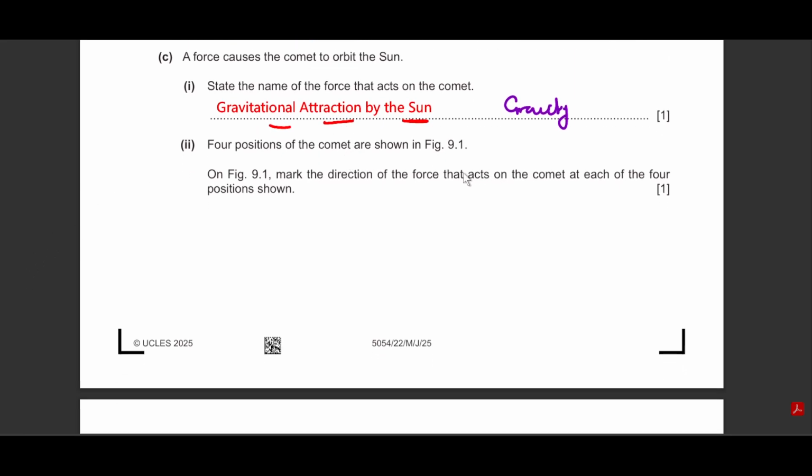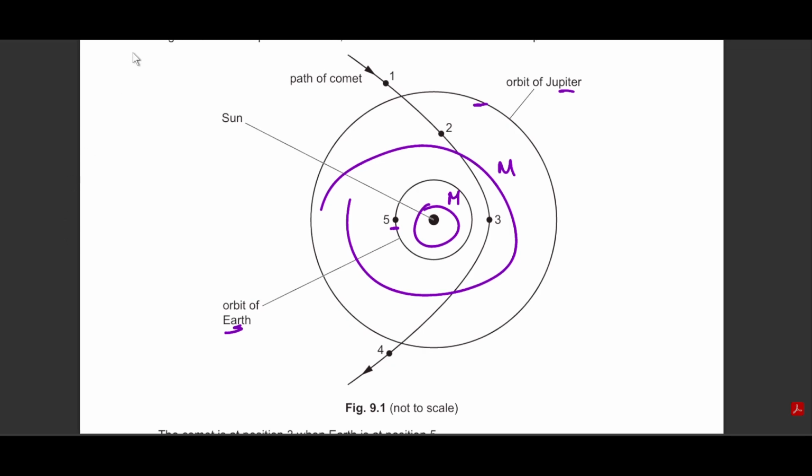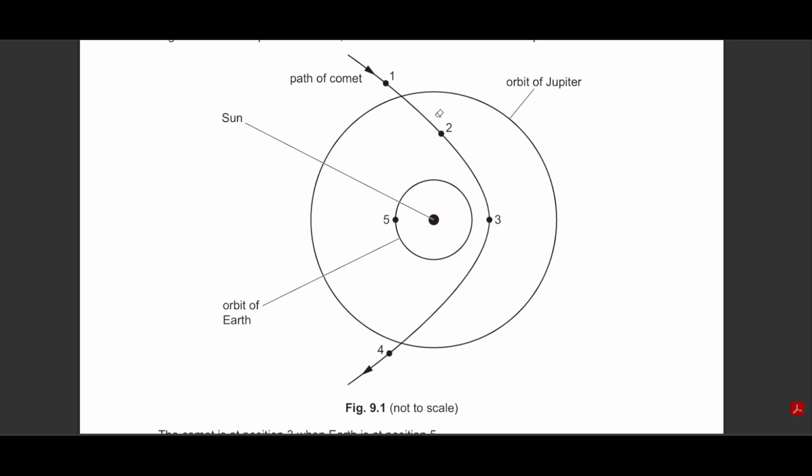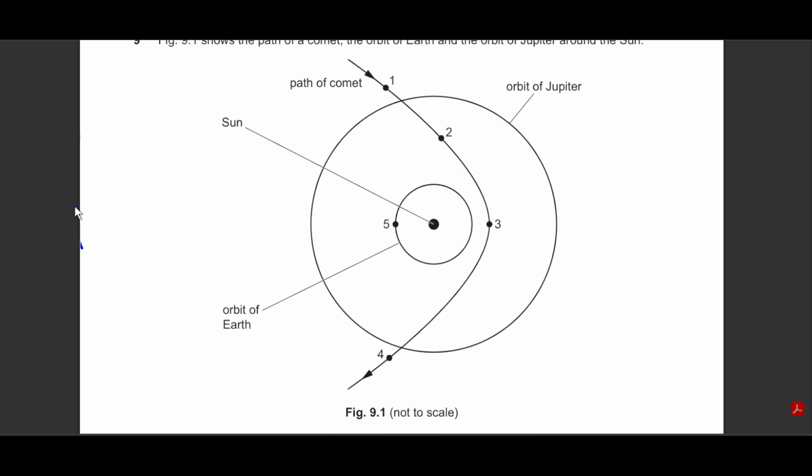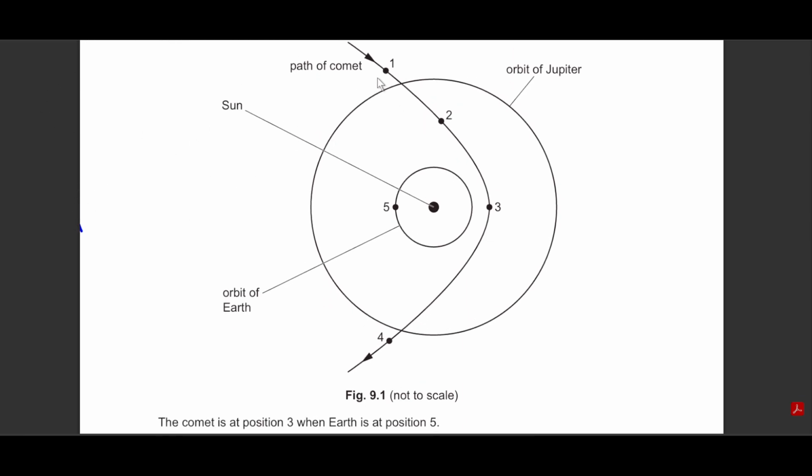For the 4 positions that the comet has shown on Figure 9.1, mark the direction of the force that acts on the comet at each of the 4 positions. That's centripetal force, and it's always going to be pulling it towards the center of the circle. Let's get rid of this for the sake of the diagram. So when it's at this location, please use a ruler. Place a ruler like this in the line of sight and draw an arrow like this.